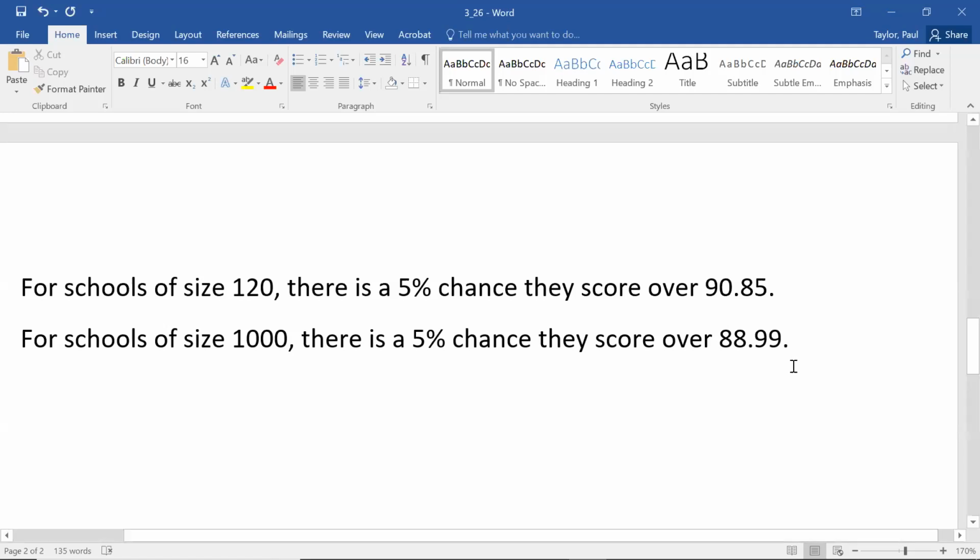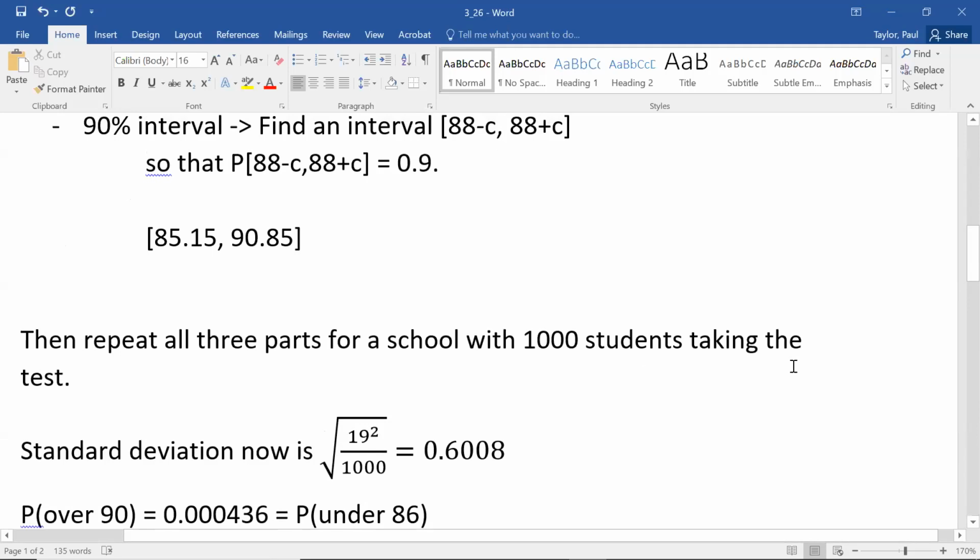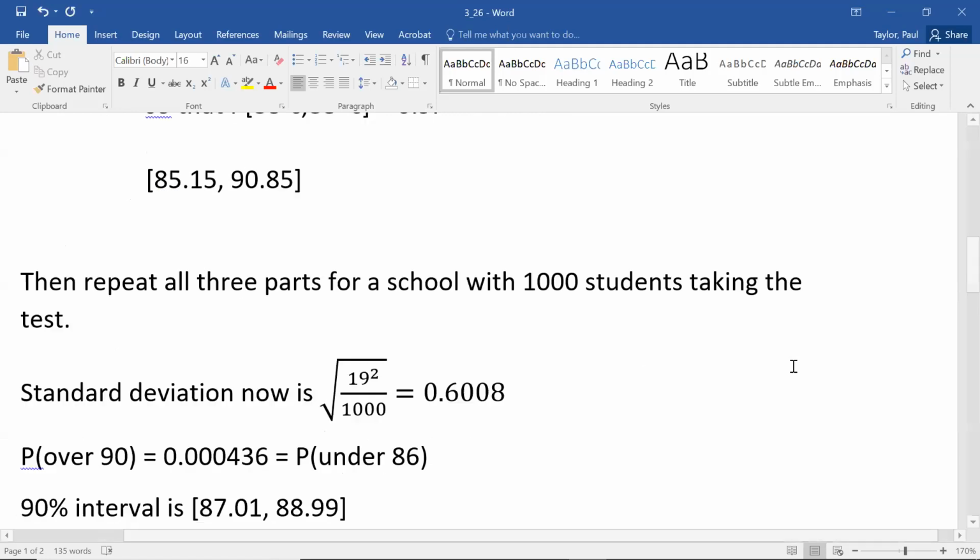Okay, so that is it for my last central limit theorem example. We'll move on to a next chapter in the next class.